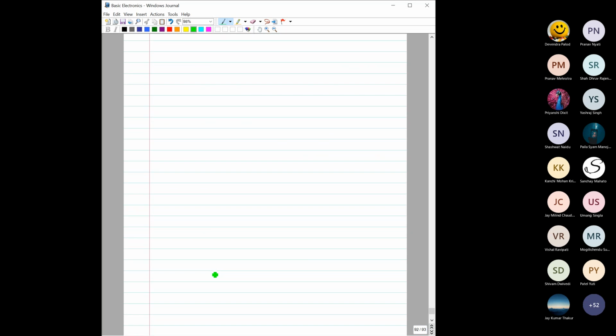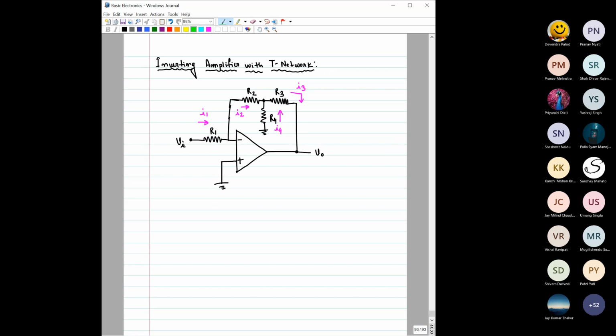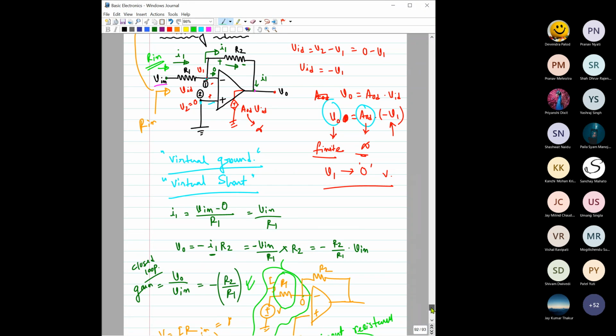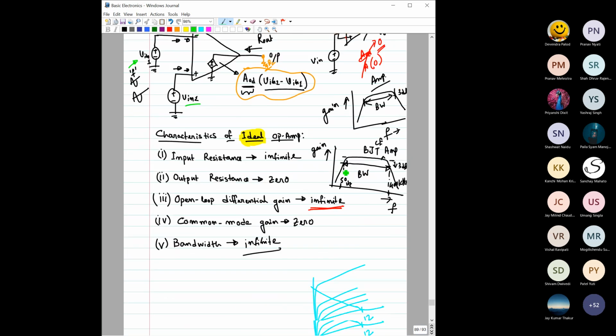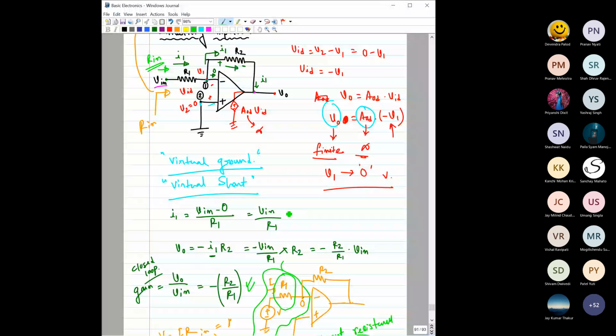After that, we'll also see the same type of inverting amplifier, but instead of using a single resistance R2, we will use a T network. There is an issue that I can discuss in one minute in the previous circuit. Say we need a gain of minus 100. It is an inverting amplifier, so the gain would be negative.